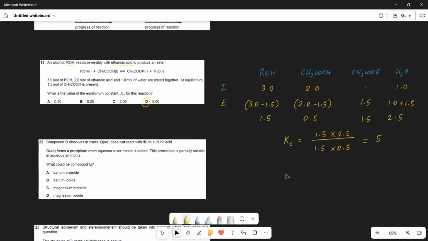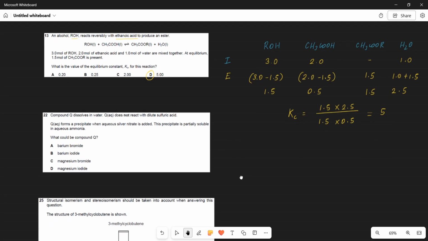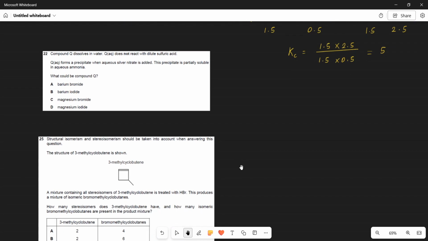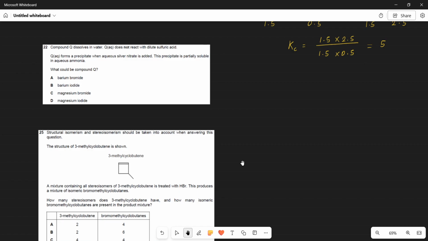So next question. Question number 22 is again considered a tough question. When I consider question number 22, compound Q dissolves in water. Fine, so that is a clue given. And compound Q aqueous does not react with dilute sulfuric acid. And as well, compound Q aqueous forms a precipitate when aqueous silver nitrate is added. So when I consider aqueous silver nitrate and a precipitate, it may be a halide. So I have been given all the 4 halides. Now I need to worry about which is right.